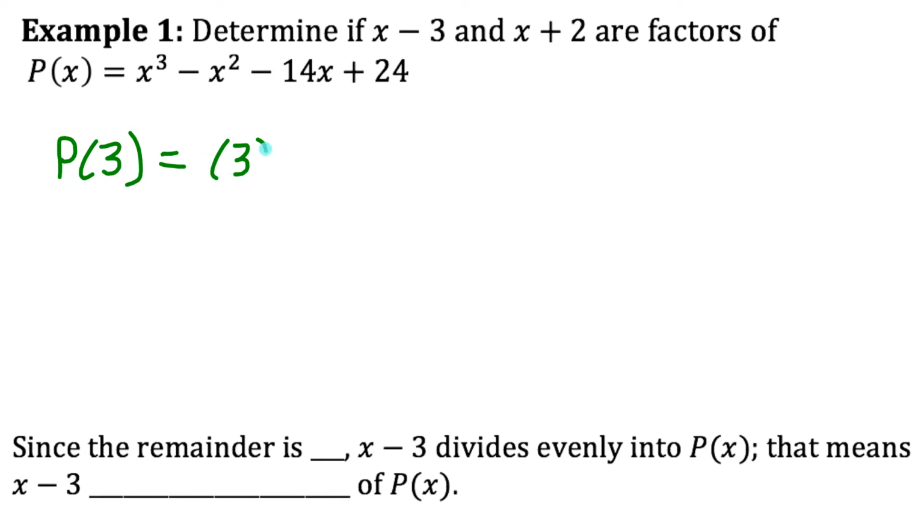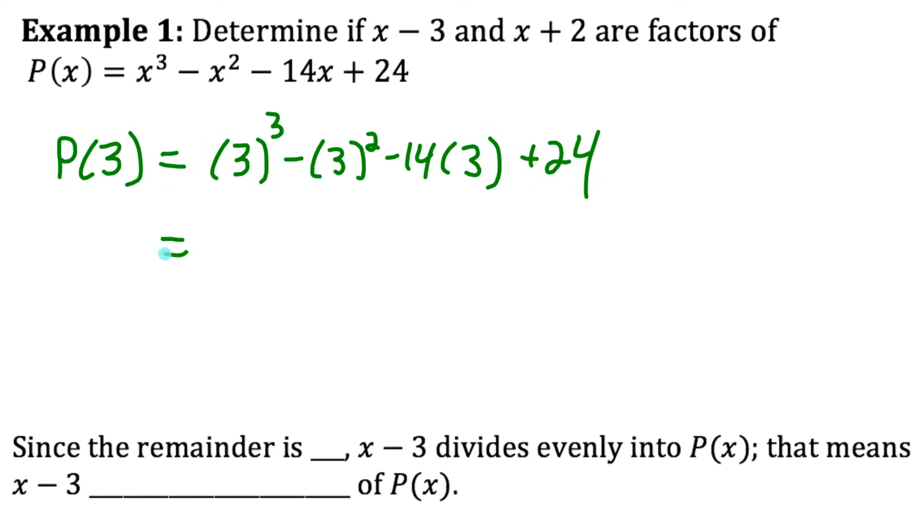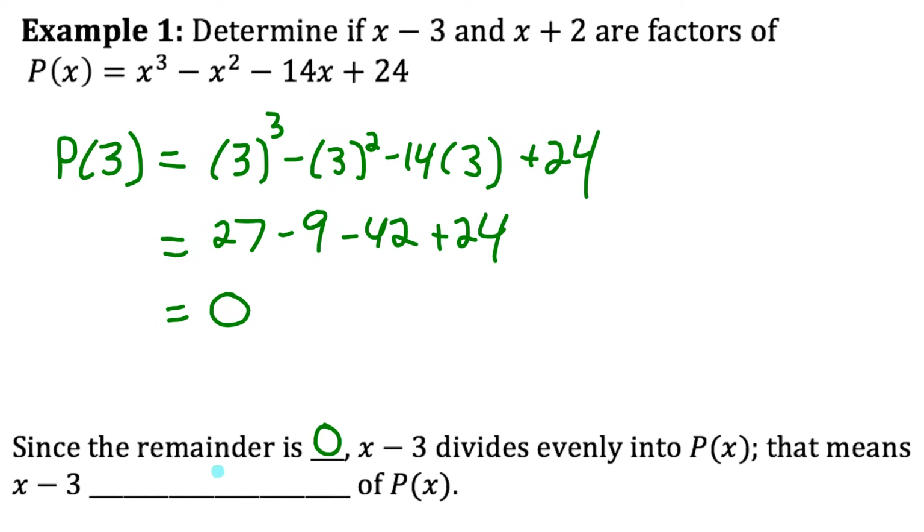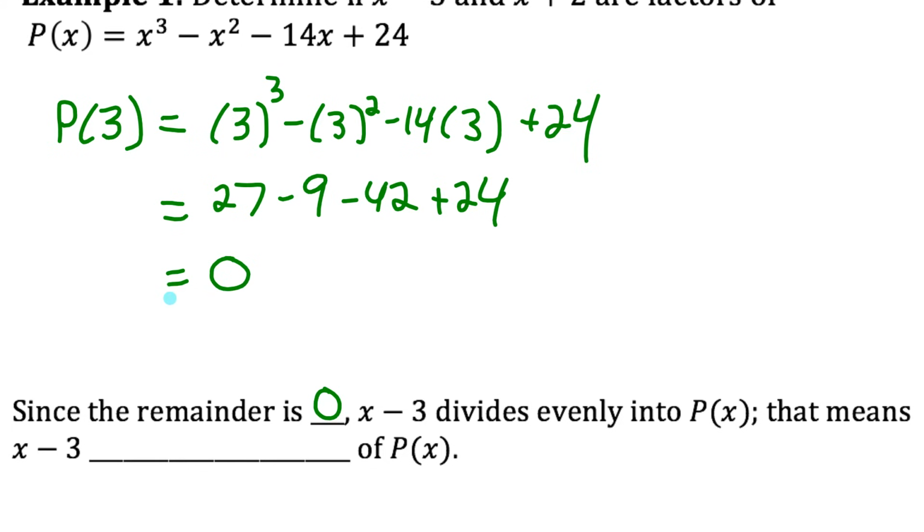So I'll plug 3 in for all the x's, and then I'll evaluate this. So I have 27 minus 9 minus 42 plus 24. And this, in fact, is 0. So since the remainder is 0, we know x minus 3 divides evenly into p of x, right? It would have a remainder of 0. So that means that x minus 3 is a factor of the polynomial.